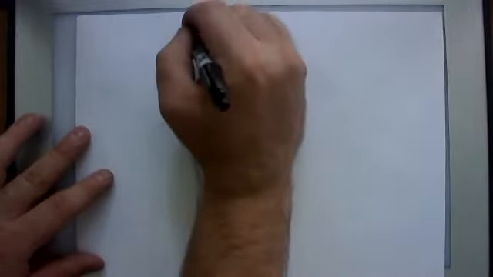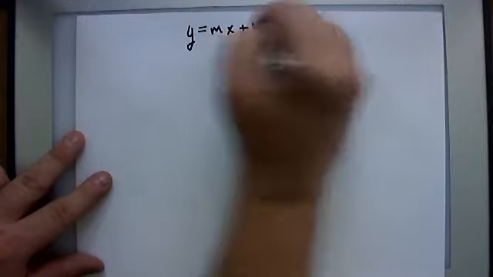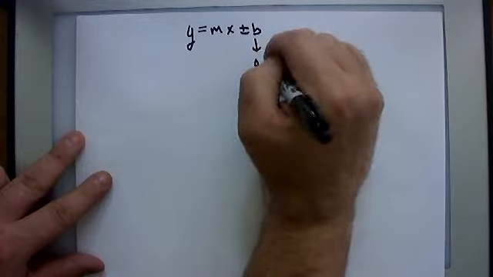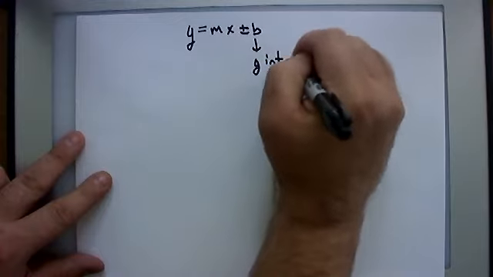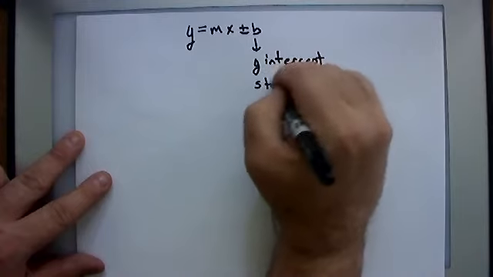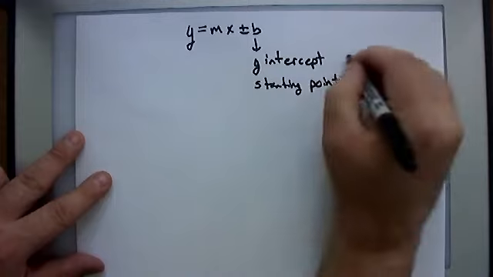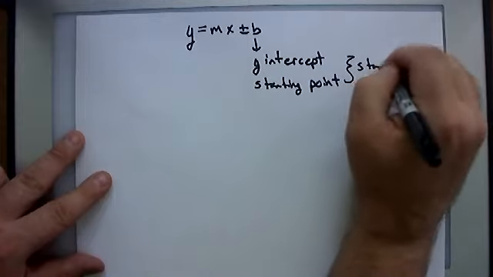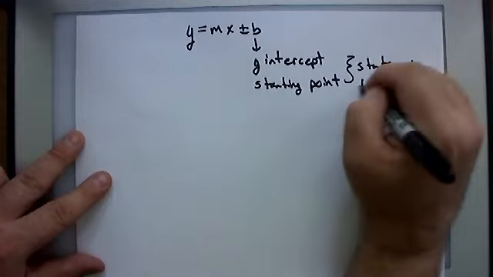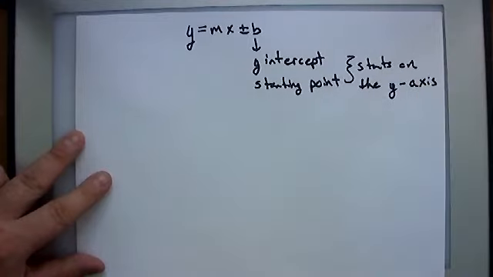So we're just kind of building up our understanding here. So again, just rewriting what we just said. The B is the Y-intercept, and that is a starting point. And as the name would imply, it starts on the Y, and we should say, to be technical, it starts on the Y-axis. Okay?